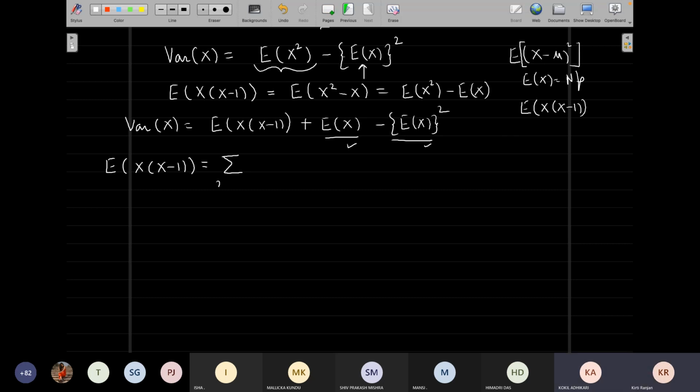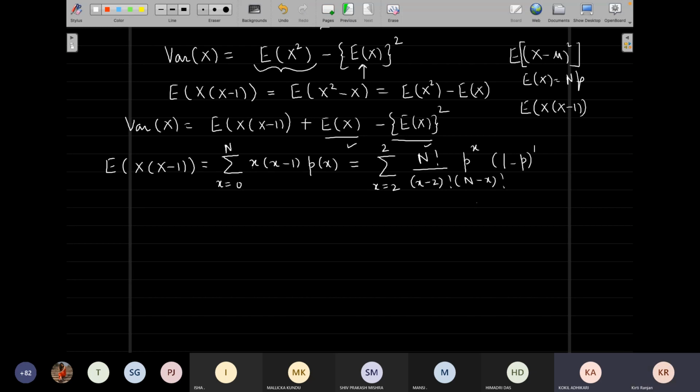Summation x going from 0 to n, then x into x minus 1 into the binomial term. Now, how can I write this? This will be 0 for x equal to 0 and also 0 for x equal to 1. So I can directly write from x equal to 2, just following the previous page: n factorial over x minus 2 factorial, n minus x factorial, p raised to power x, 1 minus p raised to power n minus x.